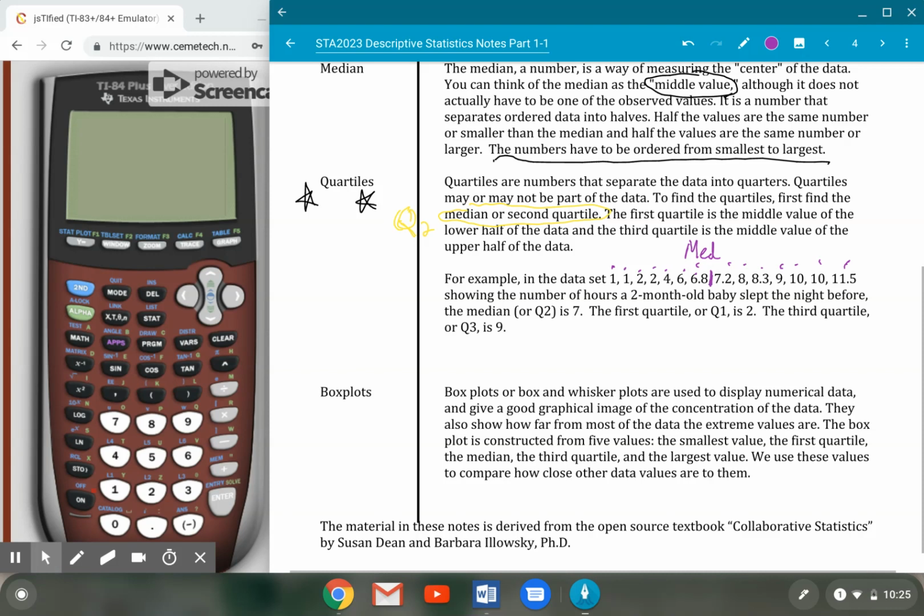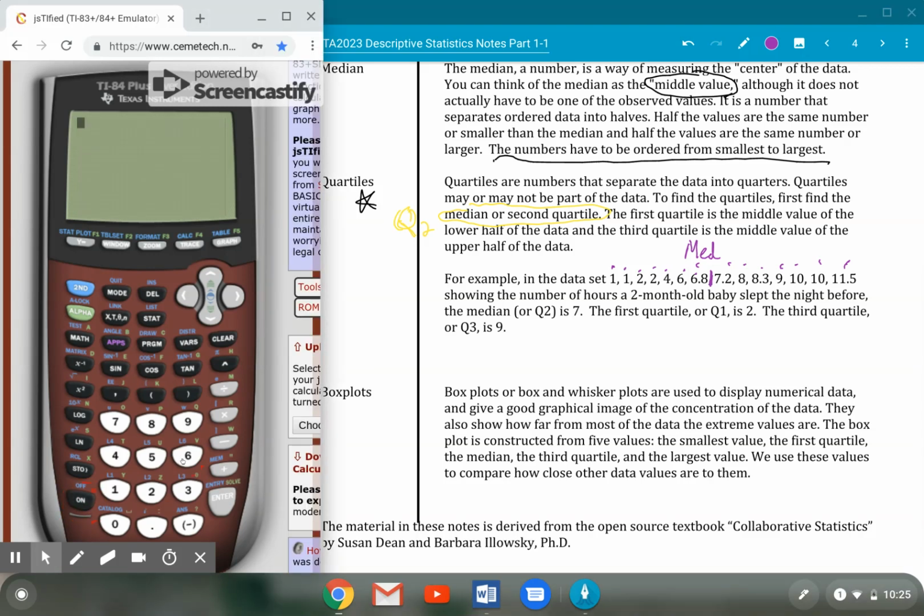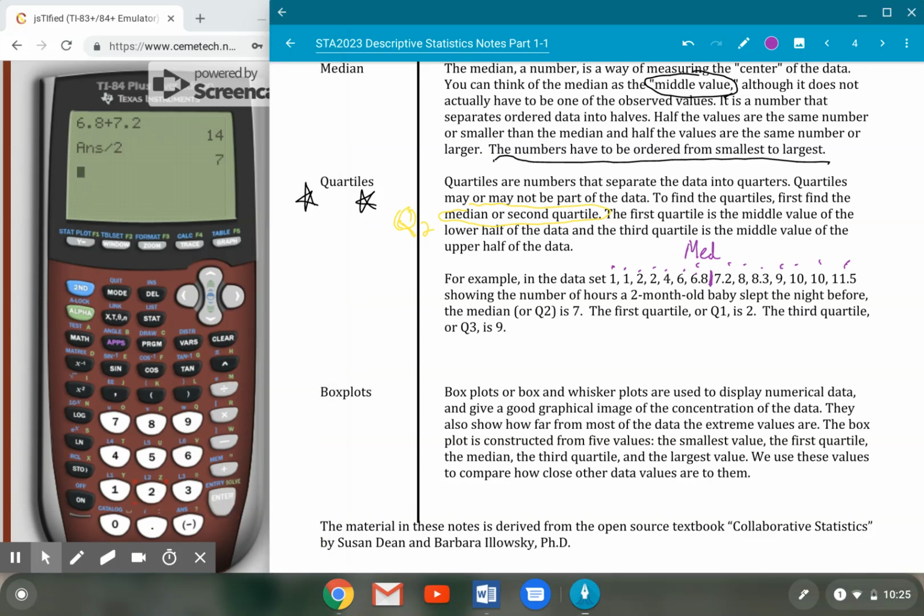So on my calculator, what I can do is I can say 6.8 plus 7.2. That's 14, and divide that by 2, and that gives me 7. So my median is 7, or Q2 is 7. That's the number that splits the data set evenly in half. 50% of the data is below 7, 50% of the data is above 7.